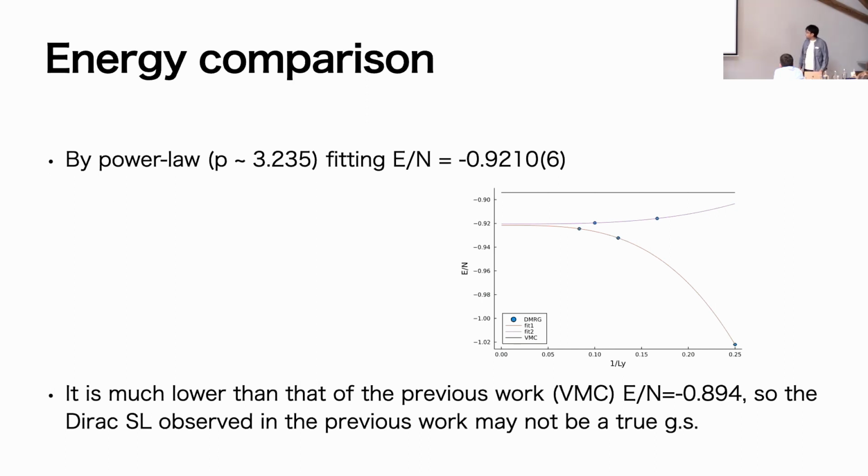So the gapless Dirac spin liquid observed in the previous work has a much larger energy than the value obtained from DMRG. So in that sense, the gapless Dirac spin liquid observed in the previous work may not be the ground state, and we get a lower energy state by DMRG.